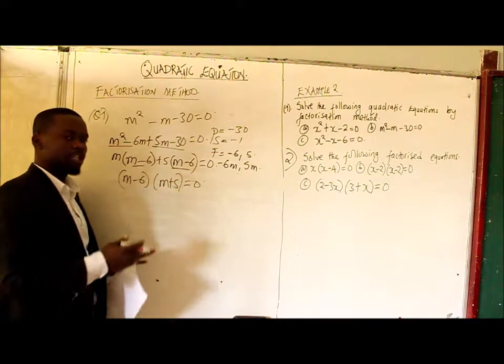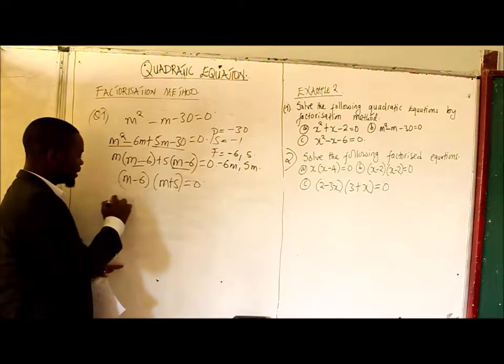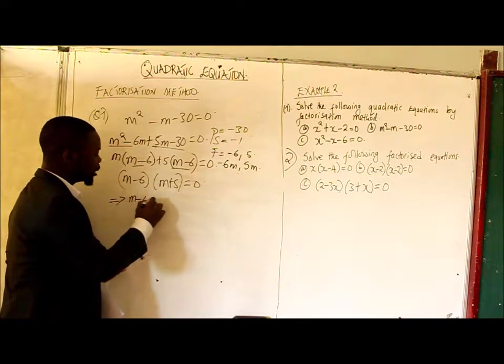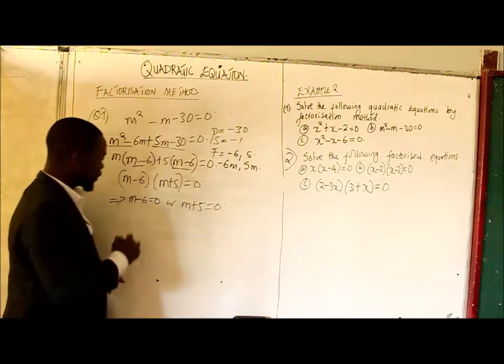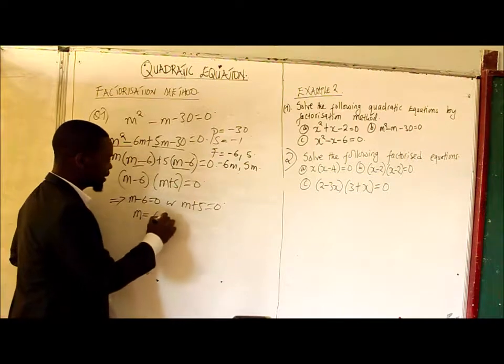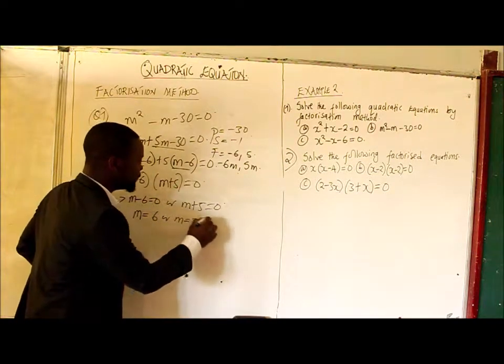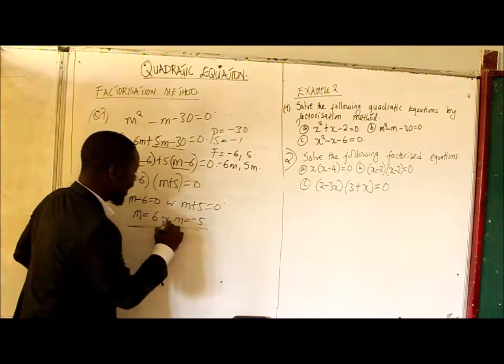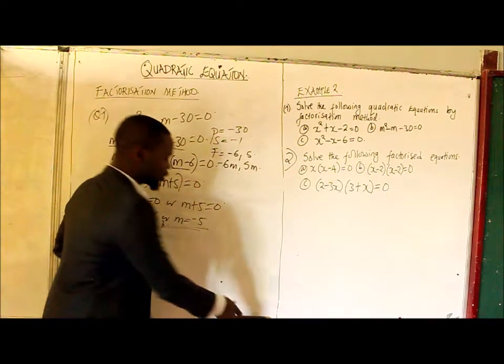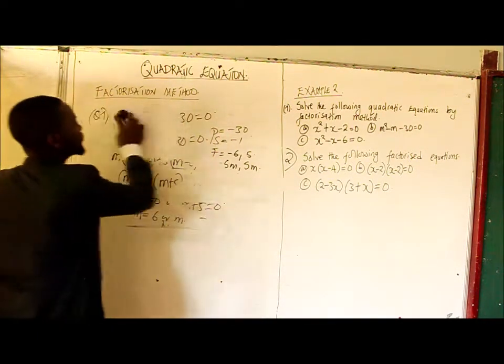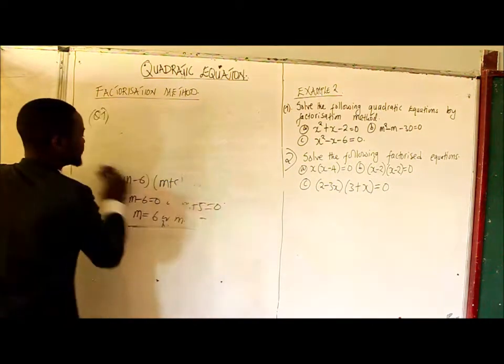From here we use zero product rule, meaning that this implies that m minus 6 is equal to 0, or m plus 5 is equal to 0. Therefore, m is equal to 6, or m is equal to negative 5. This is our answers. Very simple. Alright, let's go to C. Let's go to question C.